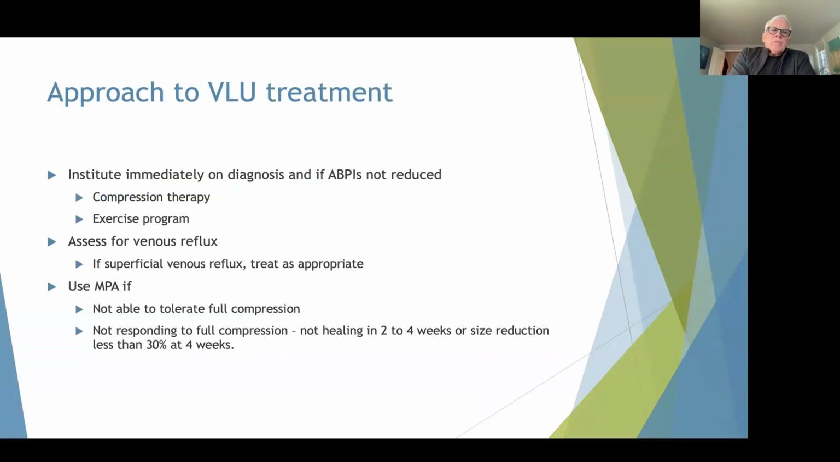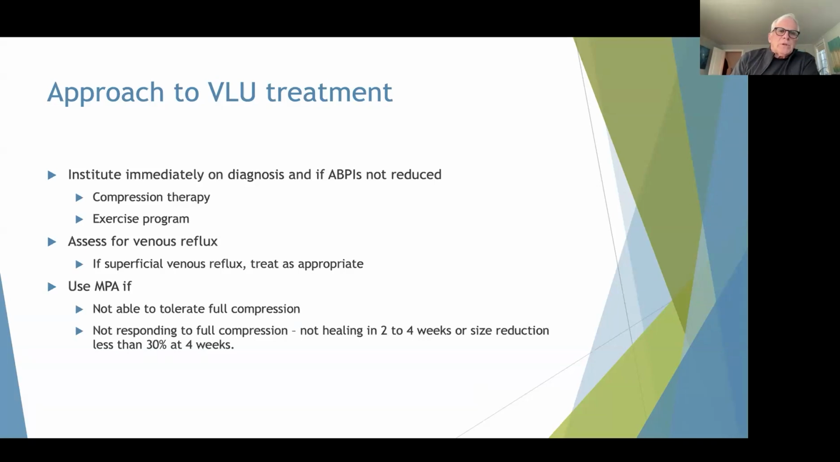So just to sum up, really the approach to treating venous leg ulcers is to institute some therapy immediately, and as long as their ankle brachial pressures are not reduced, then that therapy is primarily directed at treating the underlying calf muscle pump problem or ambulatory venous hypertension.